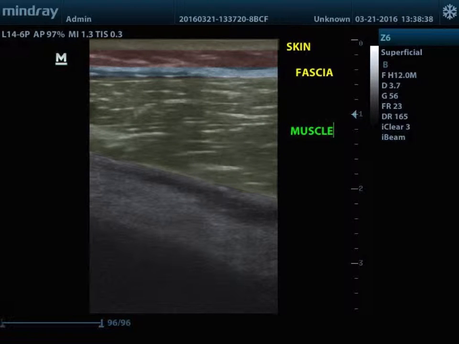Underneath the fascia, you will find striated muscle. It can be variable in its depth and can have visible vessels running through it. There may be a group of muscles that is further subdivided, each having its own fascial layer.